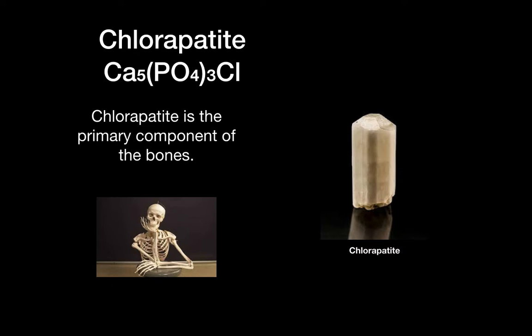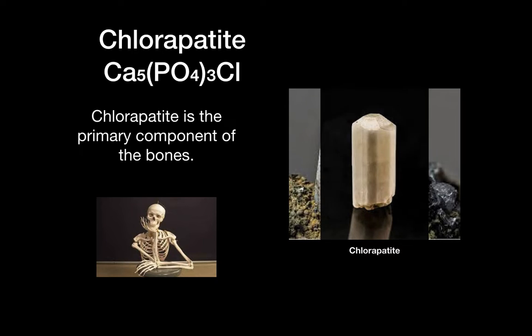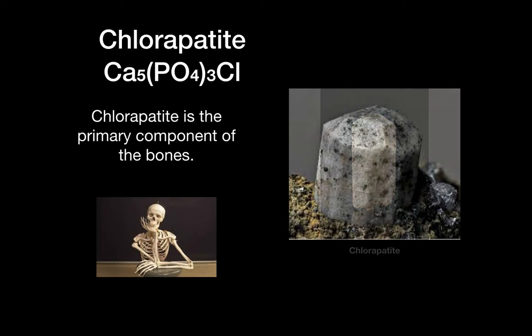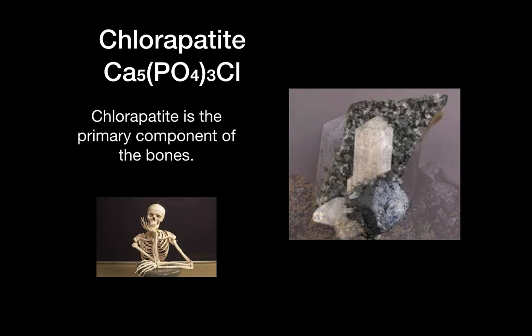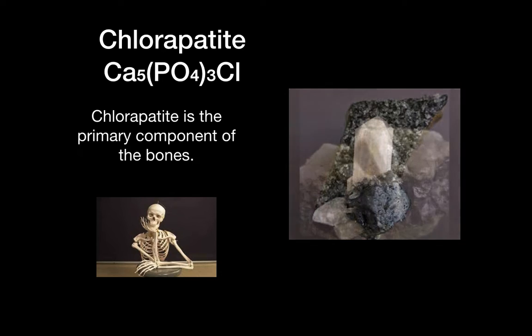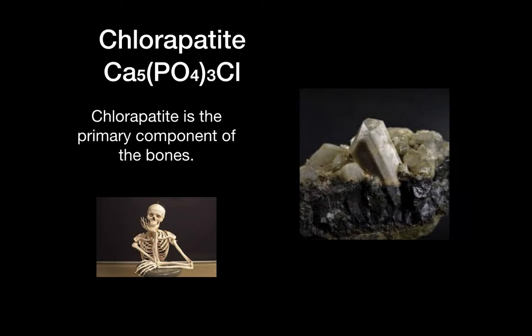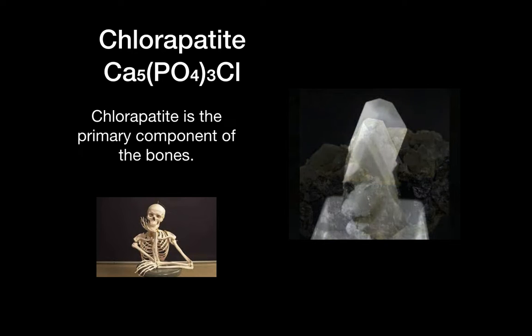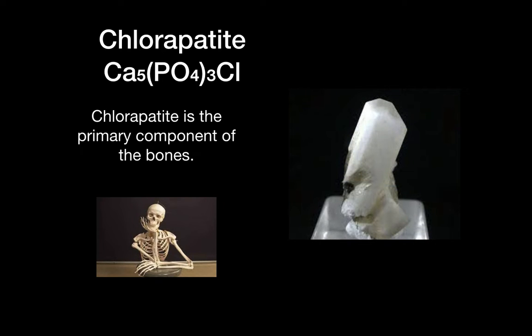The first most common type of apatite is chlorapatite. It is the primary component of our bones. And you could see how it has the same milky white color and density of our bones. The matrix of the bones is hexagonal as well.